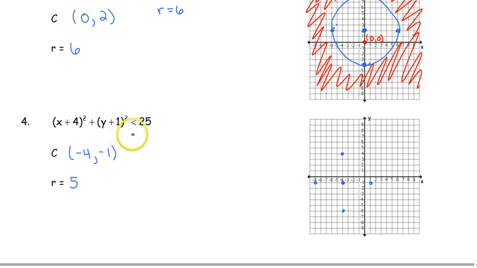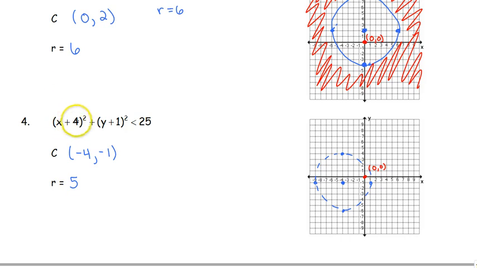Now we have a less than symbol, so this time we're going to have a dashed line connecting the points in our circle. And I'm going to use (0, 0) again because I can clearly see that (0, 0) is inside my circle.